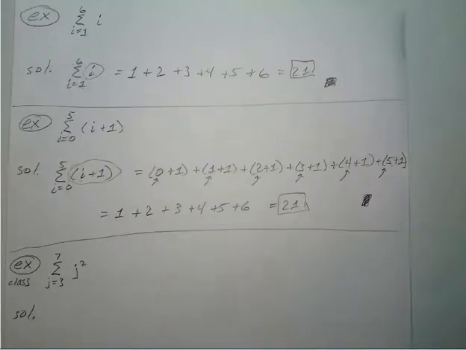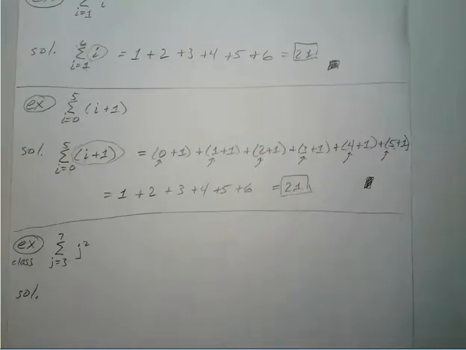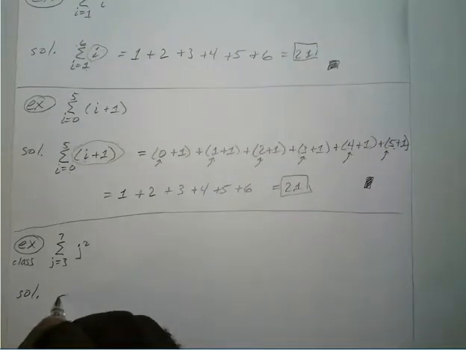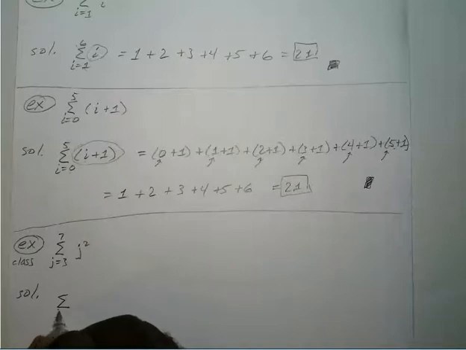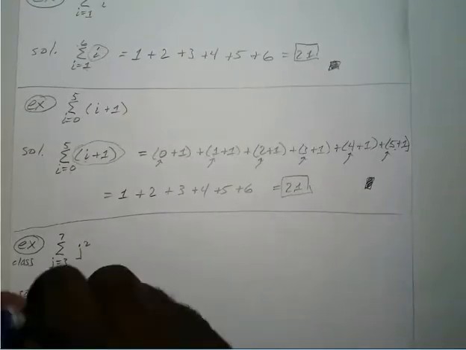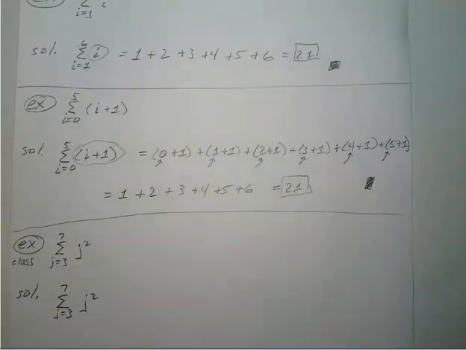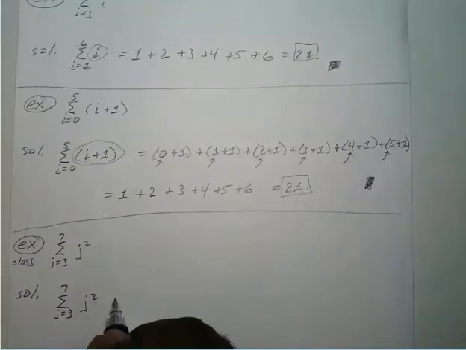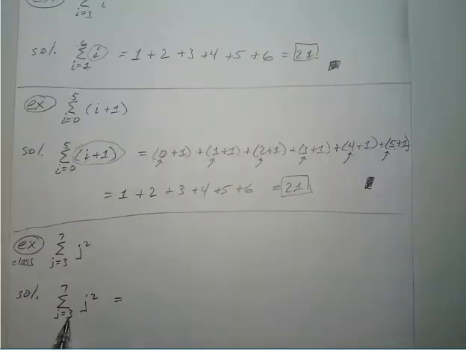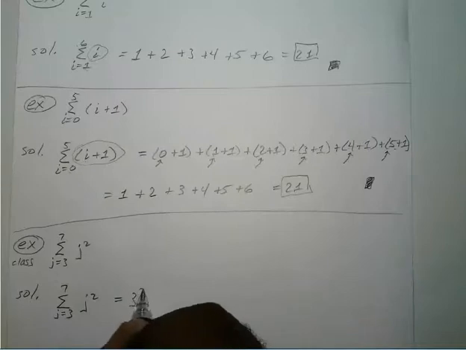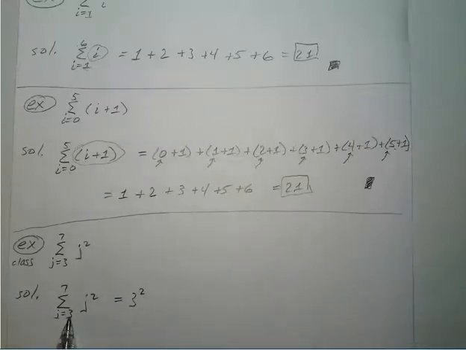Alright, so I'm going to go ahead and rewrite the initial problem. So we have j equals 3 to 7, and we make that a little bit bigger, of j squared. Okay. So once again, we're going to start at our lower bound. So we're going to replace the j with a 3. So instead of j squared, we're going to have 3 squared. Okay, so we're going to move up 1 and then add it.